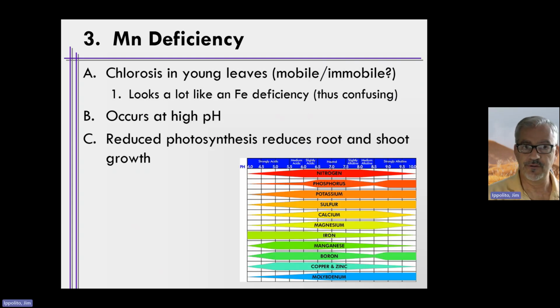So what does a deficiency look like? When we see a deficiency, and this should say interveinal chlorosis, we see interveinal chlorosis on young leaves. So what does that mean in terms of mobility within plants? We find this in young leaves.